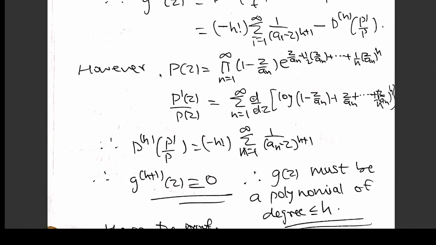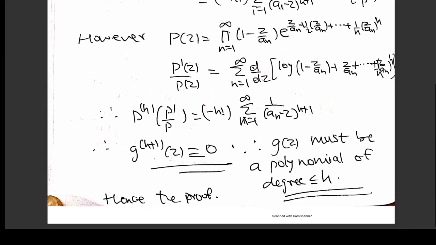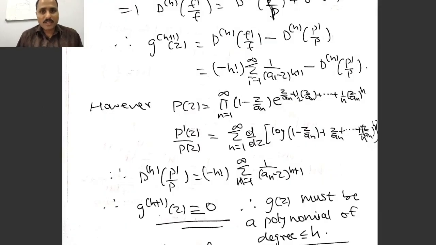So you obtain that these two quantities are the same, therefore the (h plus 1)th derivative of g is 0. That means g is an entire function whose (h plus 1)th derivative is 0, therefore g should reduce to a polynomial of degree at most h. So let me stop here. The proof of Hadamard's theorem is a bit lengthy, but we will see some more consequences of these couple of results later.